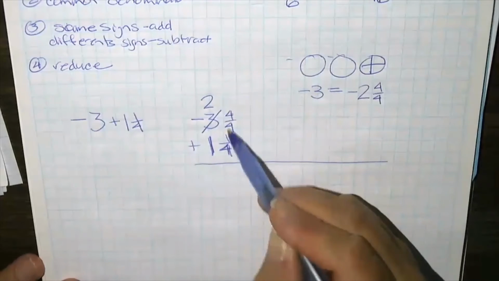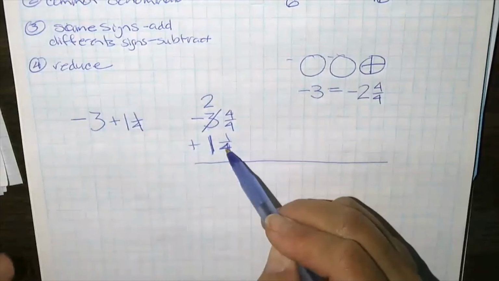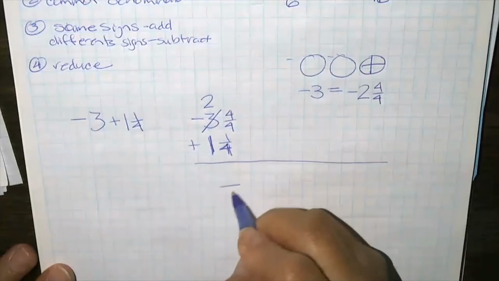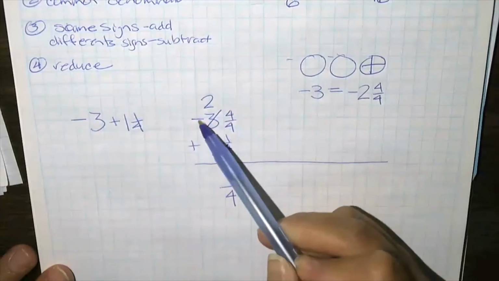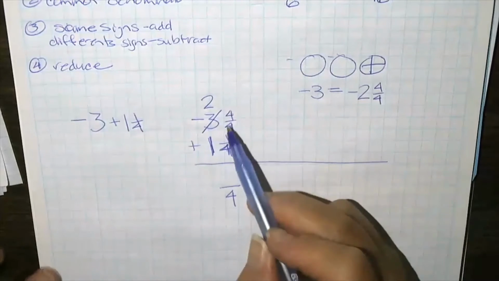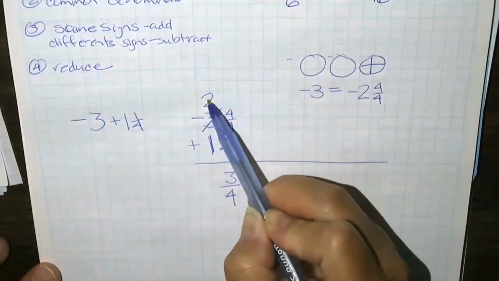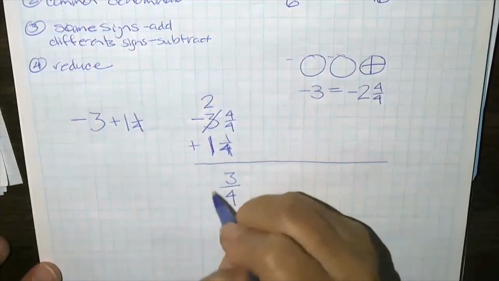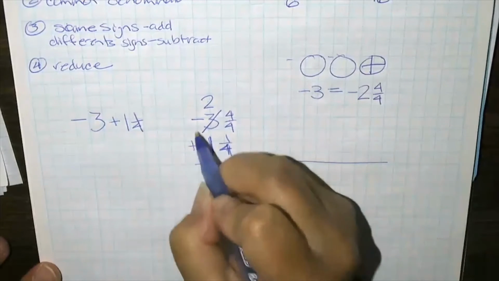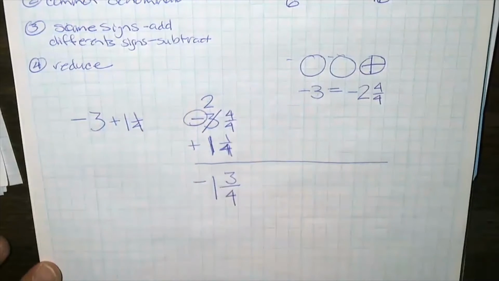Now my denominators are the same. Okay, I can bring that down. My signs are different, so I'm going to subtract. 4 minus 1 is 3. Whole number 2 minus 1 is 1. Keep the sign of the largest number.